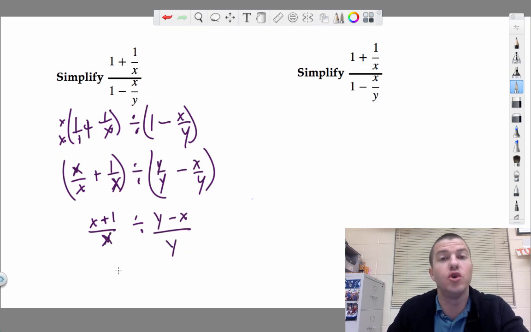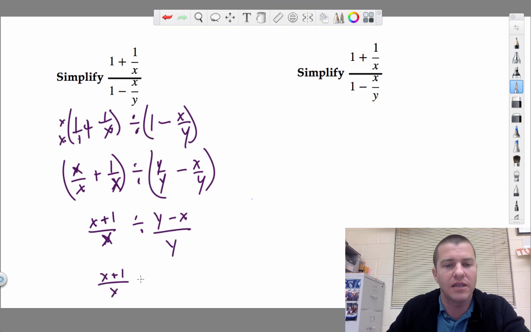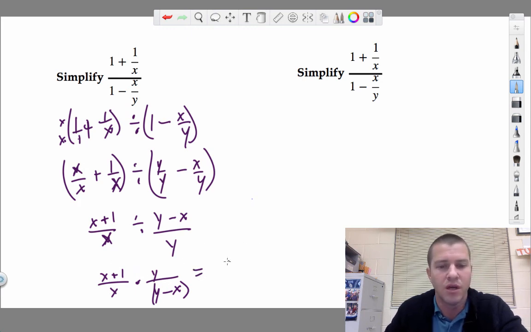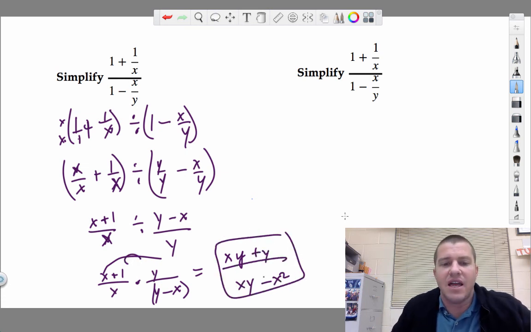And now remember, to divide, you're going to multiply by the reciprocal. So I have x plus 1 over x times y over y minus x. I can't cancel out the y's, I can't cancel out the x's because this is a binomial. So you just distribute this y into here, and I can't simplify that anymore.